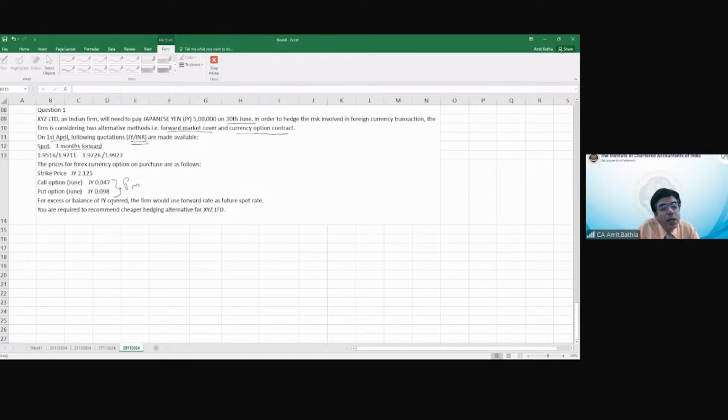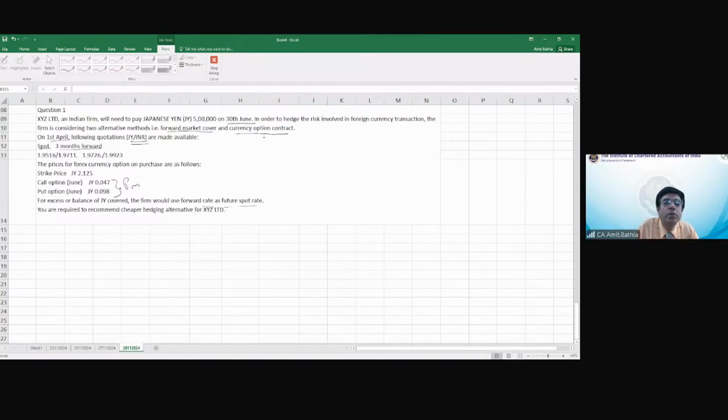For excess of balance of JY covered, firm would use forward rate as future spot rate, right? You are required to recommend cheaper hedging alternative for XYZ Limited. Okay, so I have 500,000 Japanese yen which I will need to pay on 30th June. So I need to have forward market cover. Forward market cover is a simple option. You already have the rate available. You just find that out and then you will have the amount of outflow available.